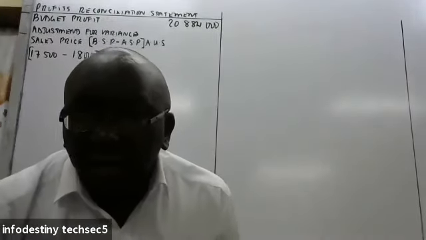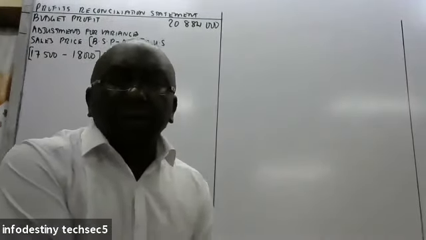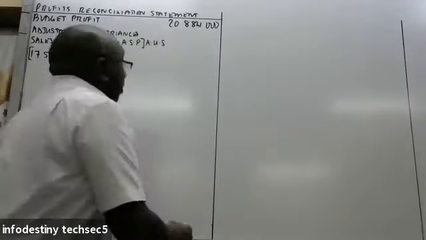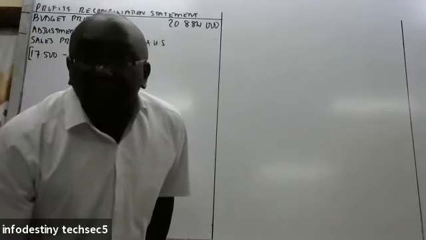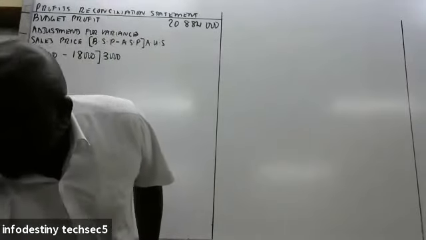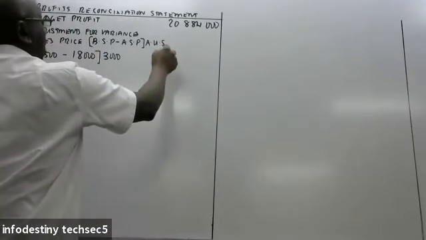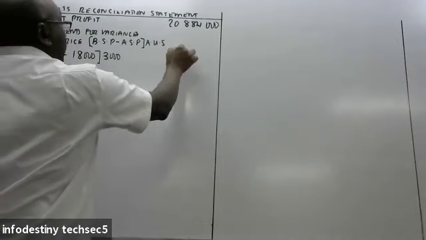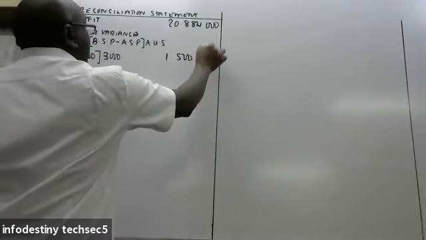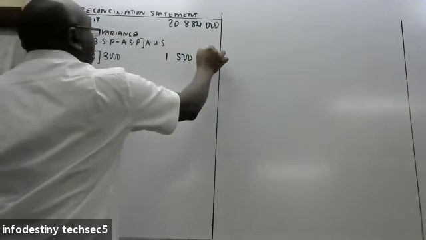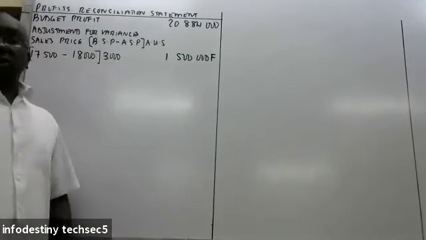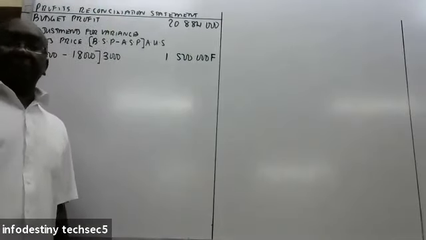Yeah, I can see 1.5 million favorable. So it is 1,500,000, and it is favorable because we managed to sell at a higher price.